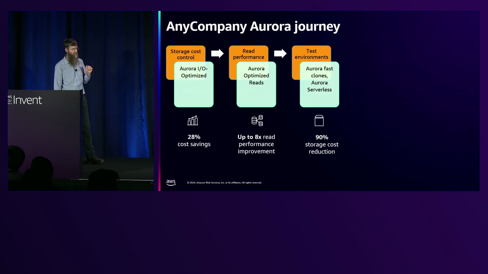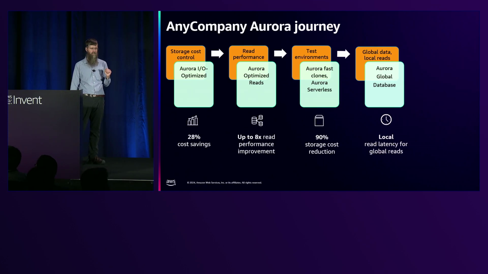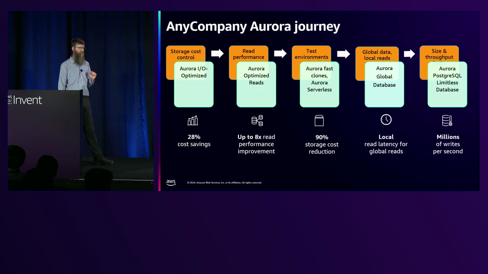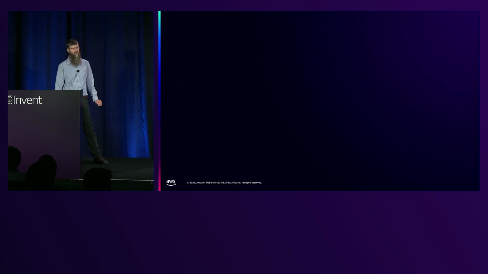We solved the challenge they had with exploding costs due to testing or exploding failing tests, and gave them 90% storage cost reduction there and some compute cost reduction too by using clones. We used Aurora Global Database to have local low latency reads and some global DR. And then we saw quickly Postgres Limitless Database that will let you scale to petabytes of volume and millions of writes per second. Encourage you to see the other talks to learn some more about that.